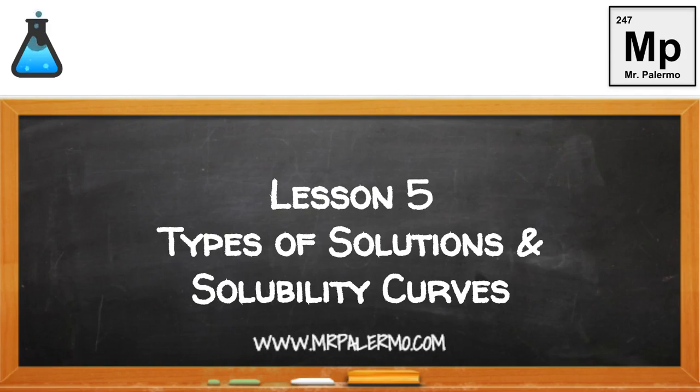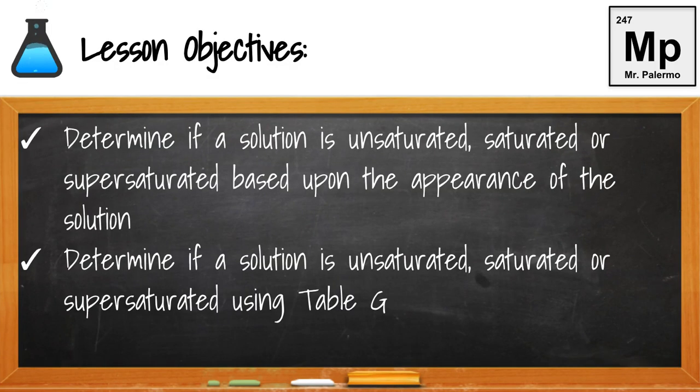Welcome to Lesson 5 and our types of solutions and solubility curves. Our lesson objectives: determine if a solution is unsaturated, saturated, or supersaturated based upon the appearance of the solution, as well as using Table G in our reference table.